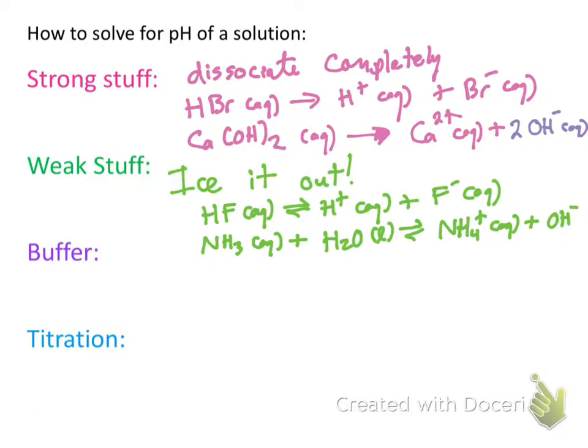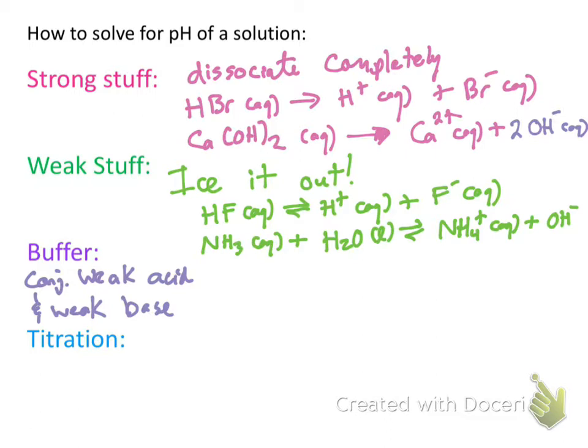Okay, a buffer. Well, first of all, how can we identify a buffer? So a buffer is going to be when we have a conjugate weak acid and weak base pair. Because the conjugate of a weak acid is a weak base, the conjugate of a weak base is a weak acid. So anytime you see a conjugate acid-base pair together in appreciable concentrations, you want a buffer alert to go off. Buffer, buffer, buffer.